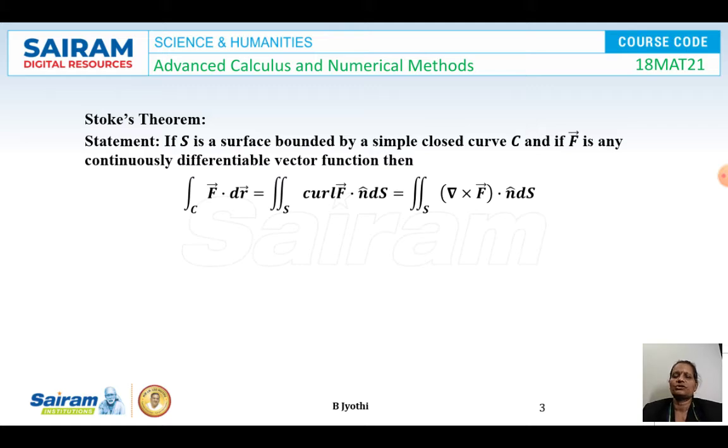Next is the Stokes theorem. The statement says that if S is a surface bounded by the simple closed curve C, and if the vector F is any continuously differentiable vector function, then the integral along C of F dot dr is equal to the double integral over S of curl F dot n cap ds. That is, the double integral over S of del cross F dot n cap ds. This is about the Stokes theorem.